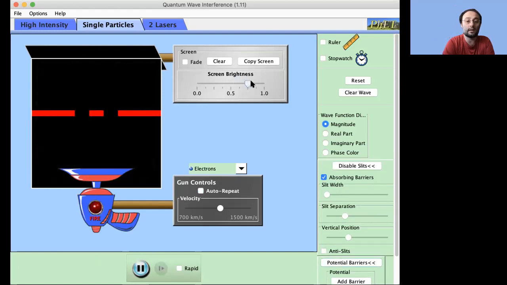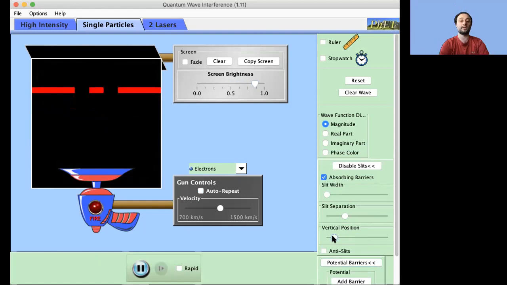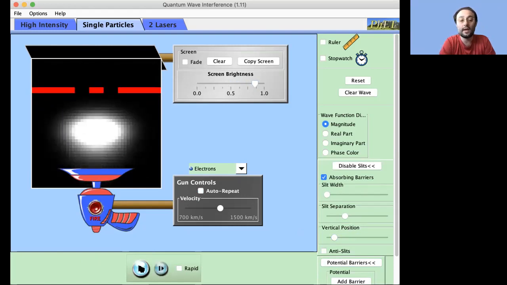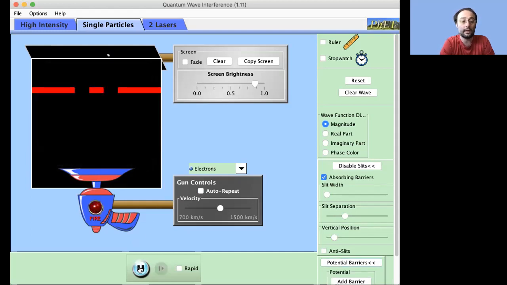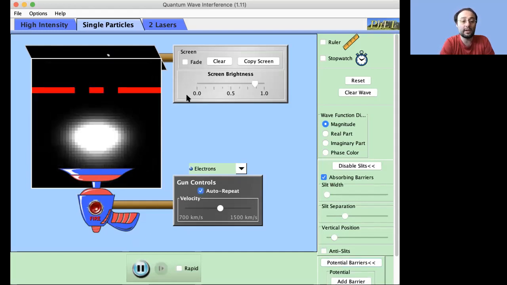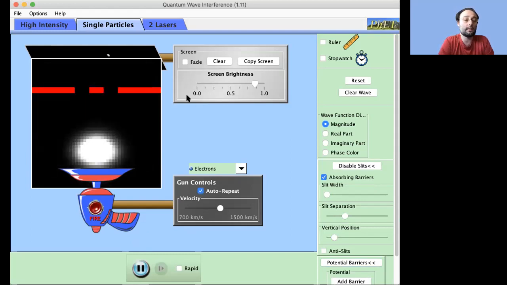Yeah, so I need to make this a little bit brighter. And let me move the slits a little bit closer. The wave was spreading out too much. So I'm going to shoot another electron. Here comes the wave function of that electron. The wave function is about to hit the slits and it will diffract like any other wave. And I'm more likely to find an electron here or here or here than here. Let's see. Oh, right there. And let me put this on auto repeat.